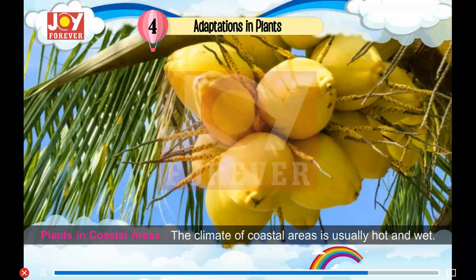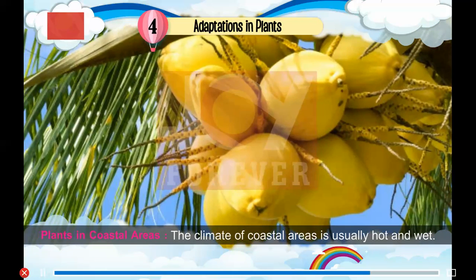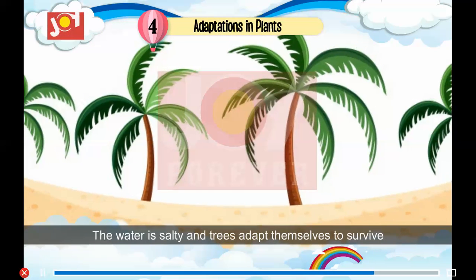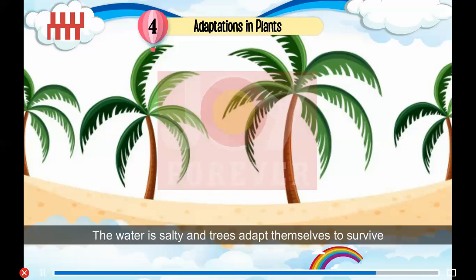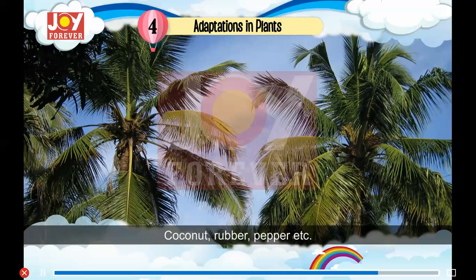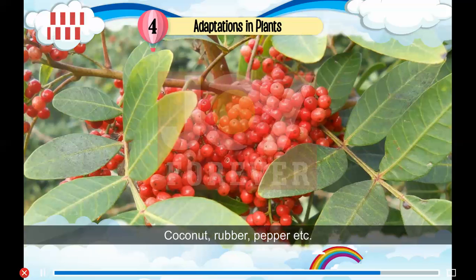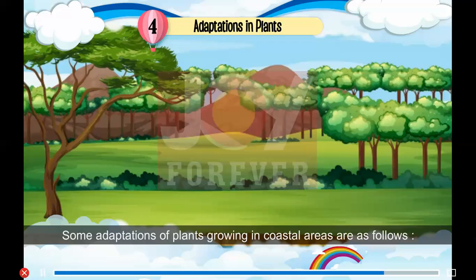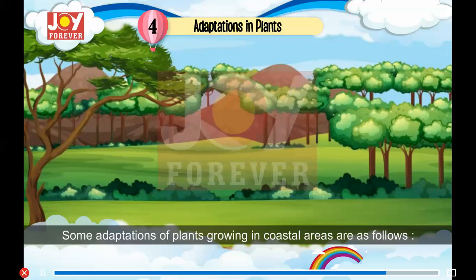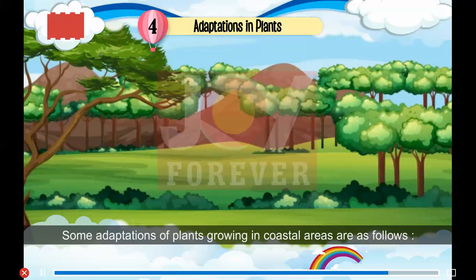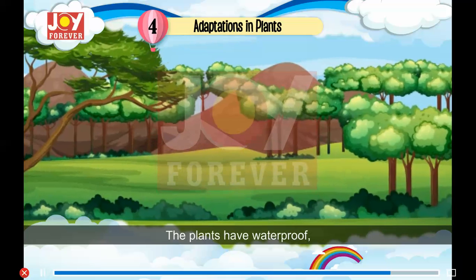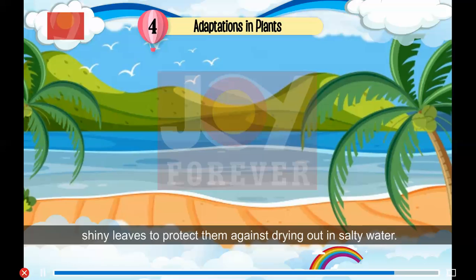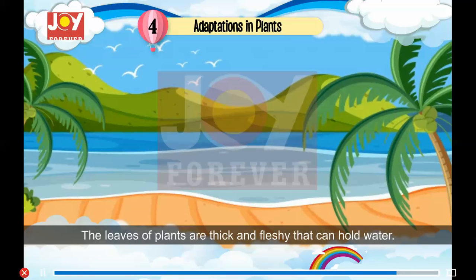Plants in coastal areas. The climate of coastal areas is usually hot and wet. The water is salty and trees adapt themselves to survive in such types of areas. Coconut, rubber, pepper, etc. are the trees that grow along the coasts. Some adaptations of plants growing in coastal areas are as follows. 1. The plants have waterproof, shiny leaves to protect them against drying out in salty water. 2.